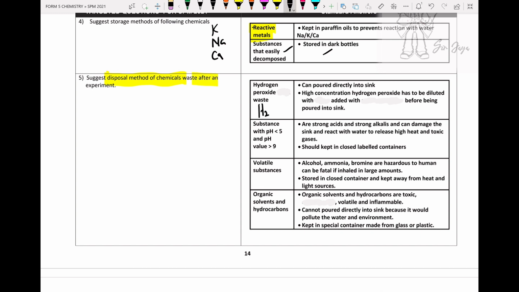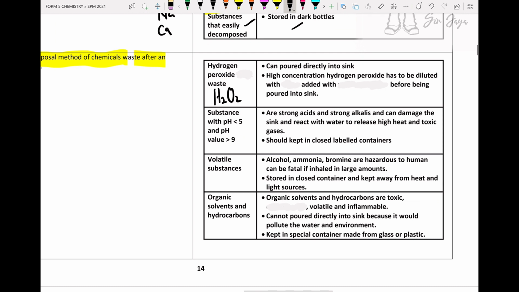And suggest a disposal method of chemical waste after an experiment. Hydrogen peroxide, H2O2, is a chemical substance; if it has low concentration, we can pour it directly into the sink. If it is high concentration, the hydrogen peroxide has to be diluted with water and added with sodium sulfate before being poured into a sink.